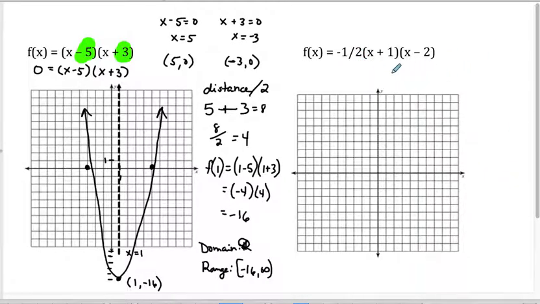Okay, so first thing I'm going to do is find my roots. So I have a root here at x equals negative 1, and I've got a root here at x equals 2. So negative 1, 2. Which means the axis of symmetry must be halfway in between them. So negative 1 minus 2 would be negative 3, negative 3 halves. So from this right-hand one, it would be negative 1.5 down. So my axis of symmetry is at x equals 1/2.